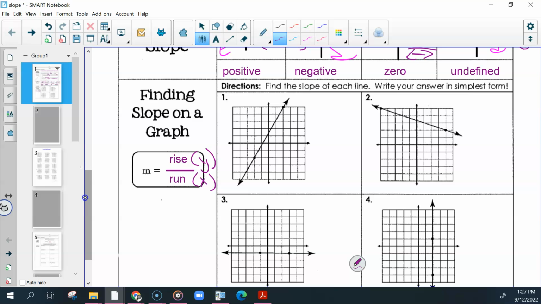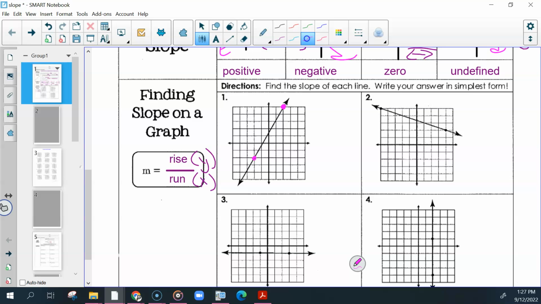For number 1, there are only 2 that do that. Right here and right here. They are crossing the line and the grid lines exactly at those points. So then we're just counting our slope.